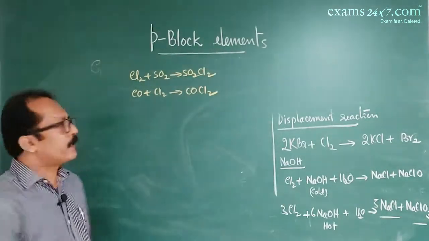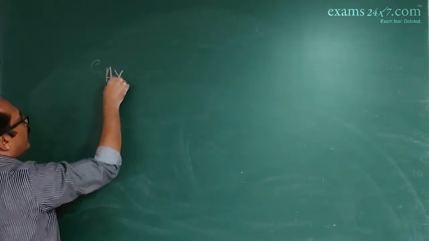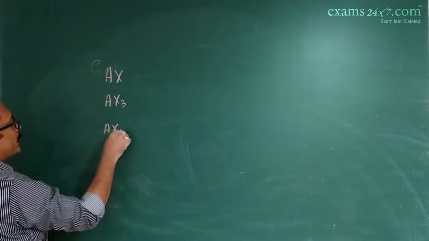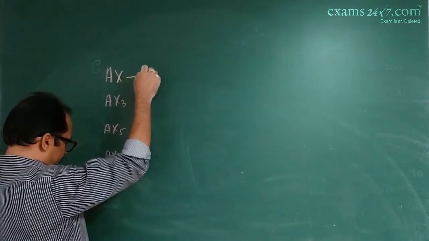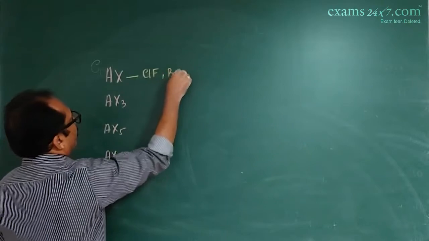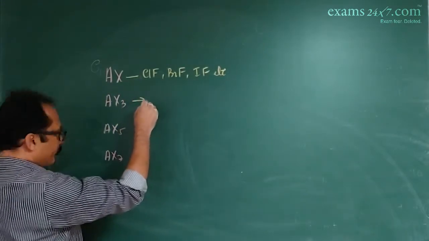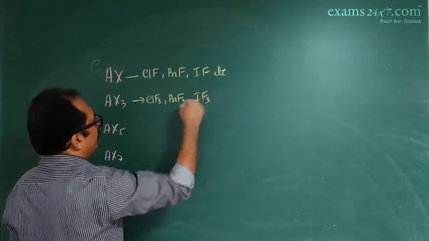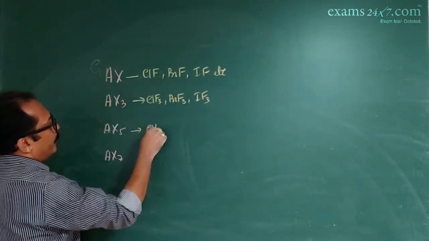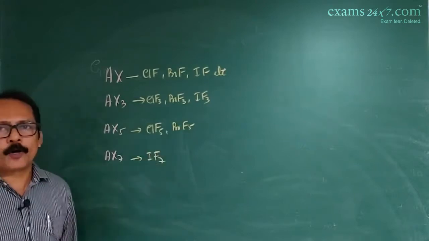Now, next part is about interhalogen compounds. When two different halogens combine, they form interhalogen compounds. There are different types of interhalogen compounds: AX, AX3, AX5 and AX7. Examples for AX: ClF, BrF, IF, etc. About AX3: ClF3, BrF3, IF3. Same for AX5: ClF5, BrF5. And this is IF7. These are examples of interhalogen compounds.